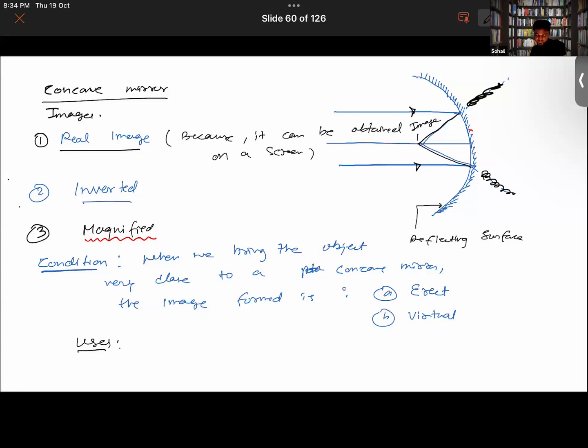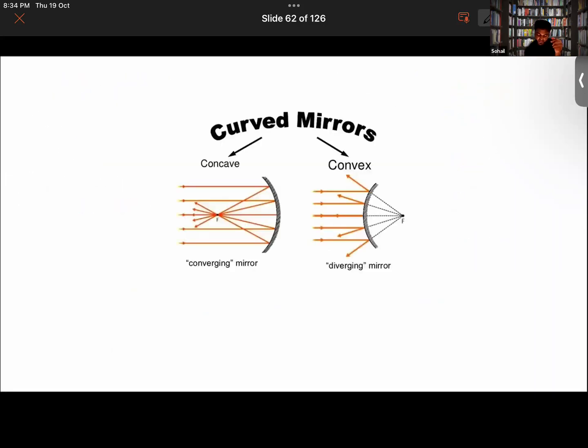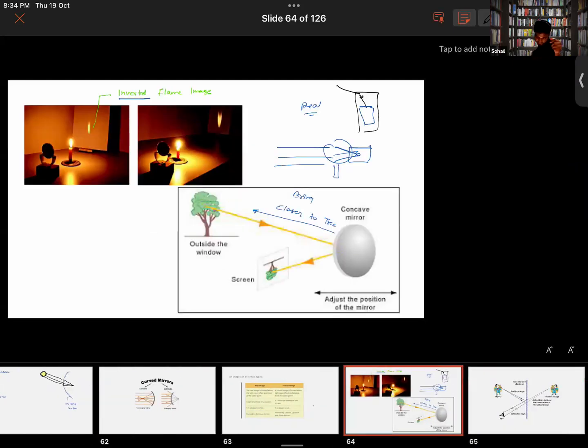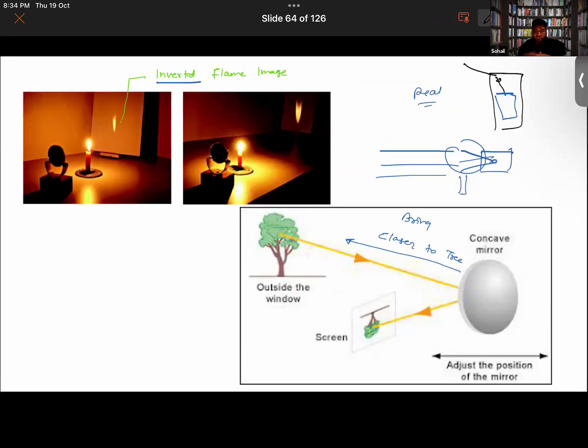Okay, so the image that will be formed here will be a real image because it can be seen on a screen. For example, like this here. Let me show you the diagram. Yes, here. Yeah, this one, right? So here the image of the candle is being formed on this screen.